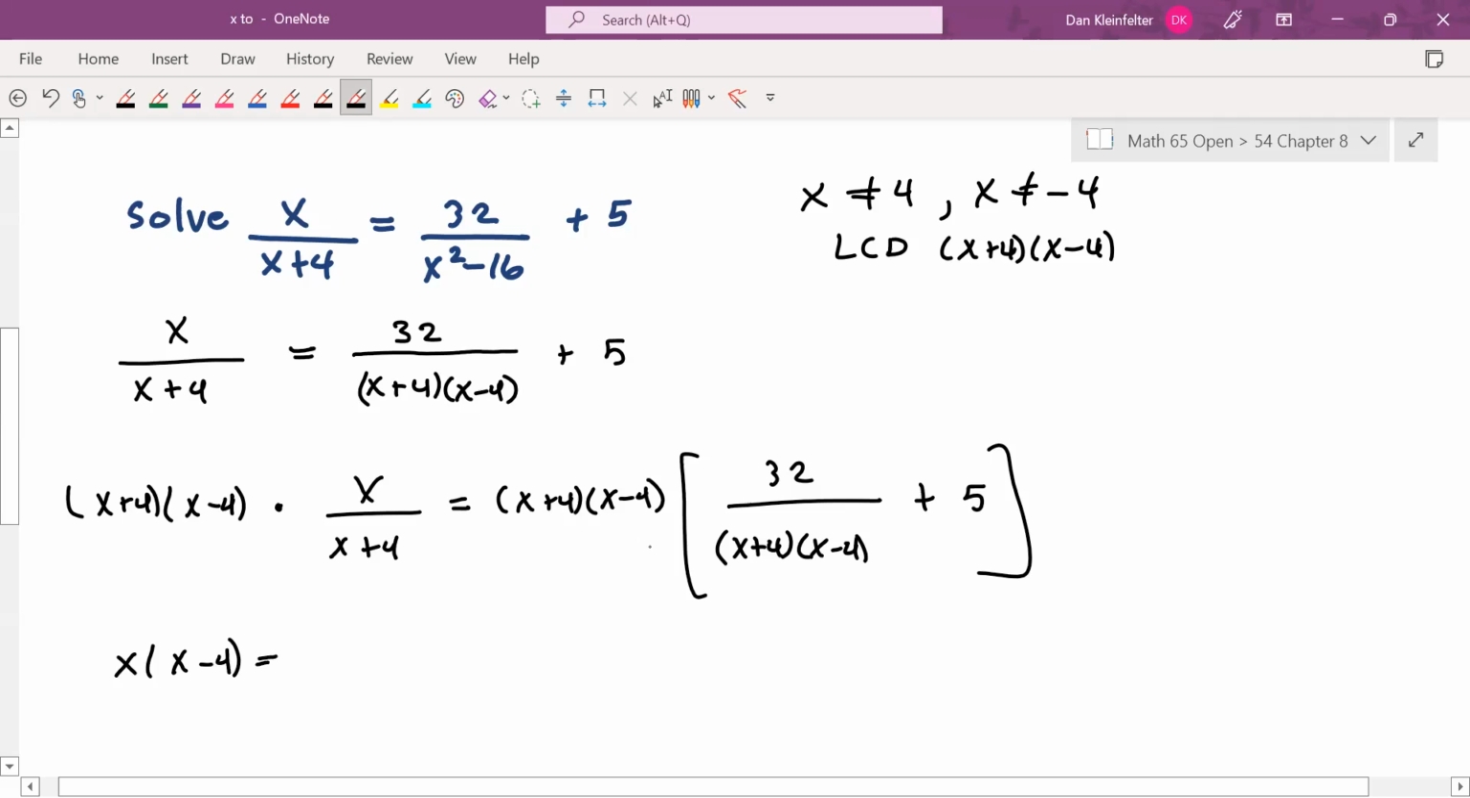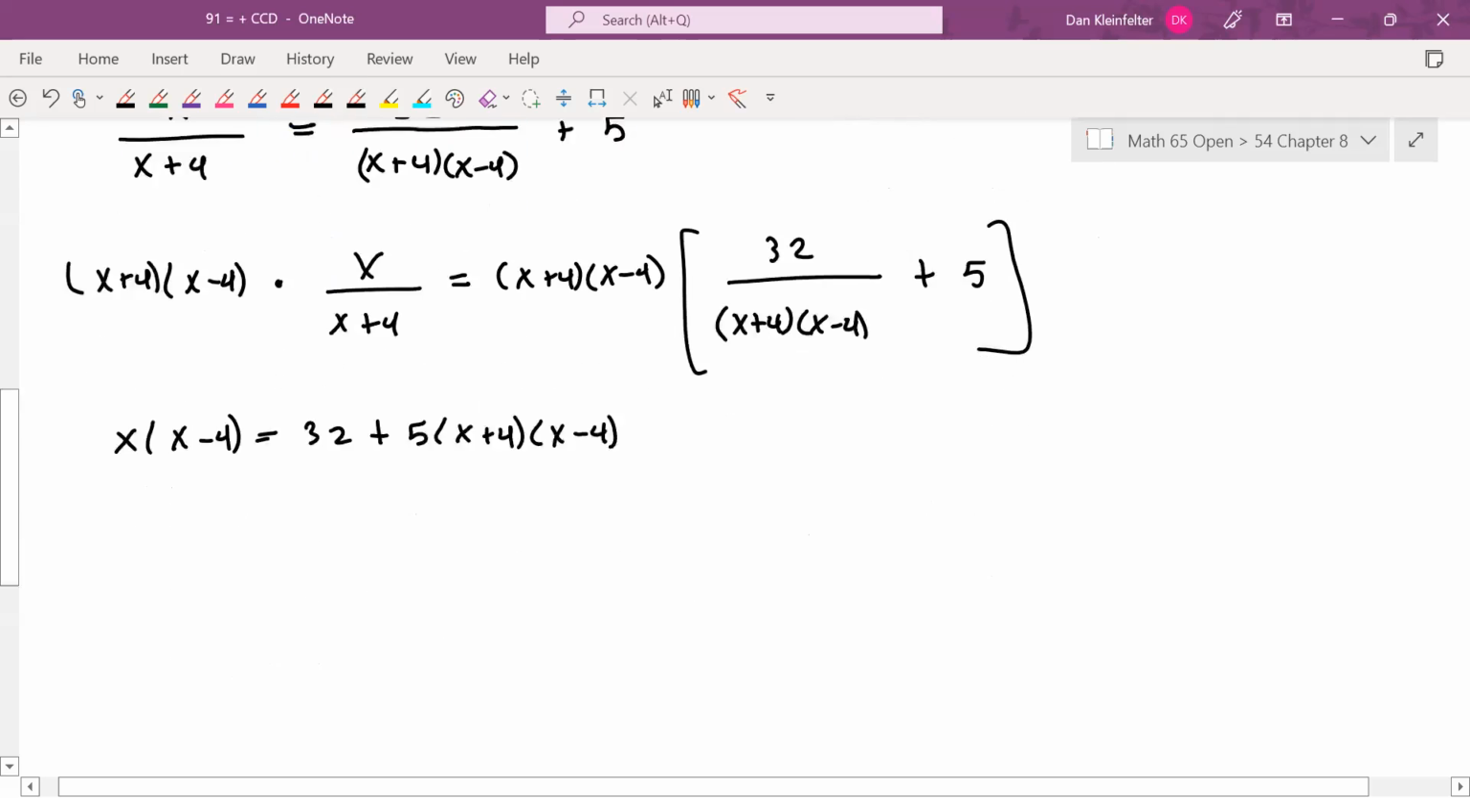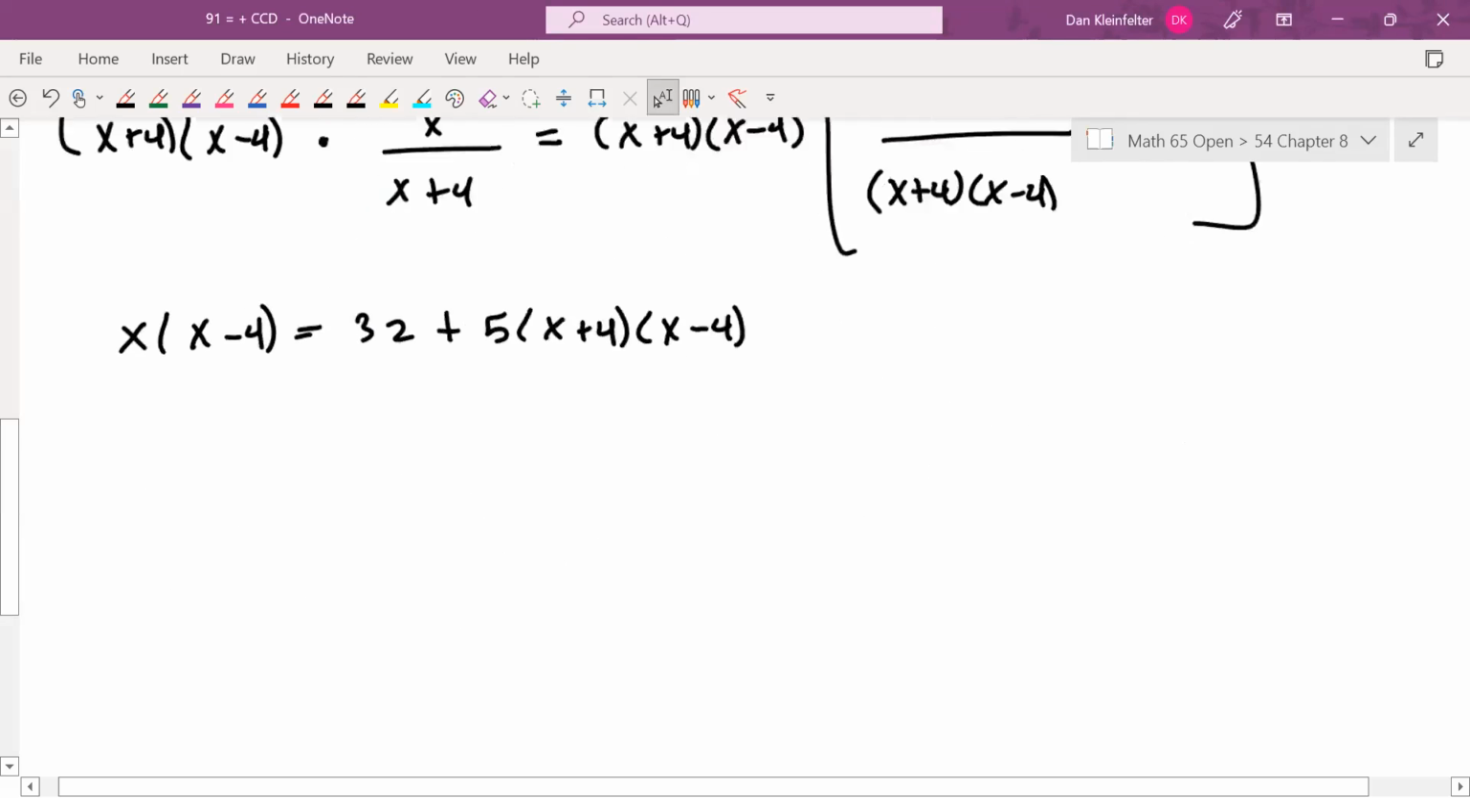For the right side, distributing the x plus 4, x minus 4, we'll see that in the first fraction, the denominators go away. That will leave us just with 32. And then the 5 gets multiplied by x plus 4, x minus 4. And that's how it looks without the fractions involved.